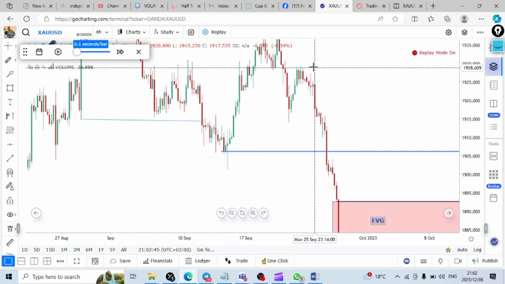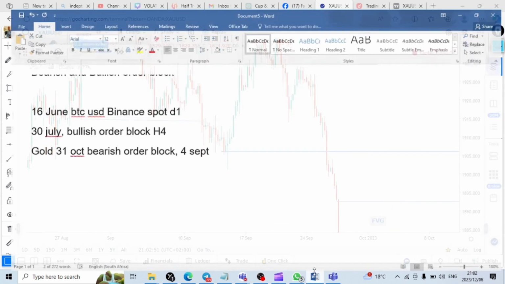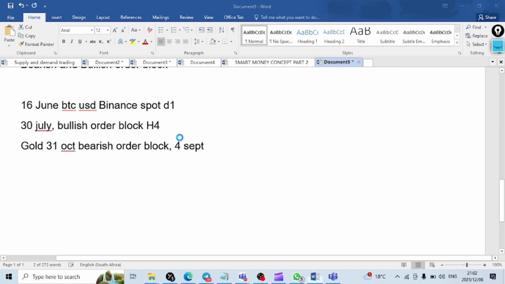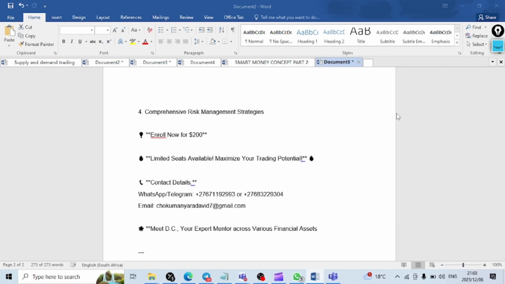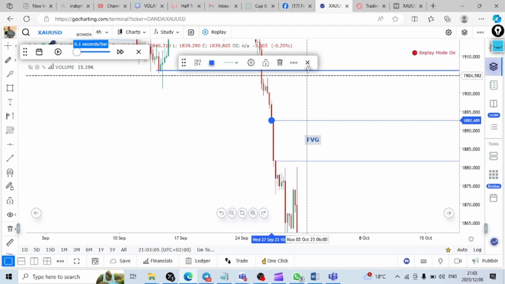So this is the first example. Let's look at the next example of how we can identify a bearish order block. So this one, let me quickly go to this one. So we have 31 October in gold. Then we also have in September, we had something else in September.